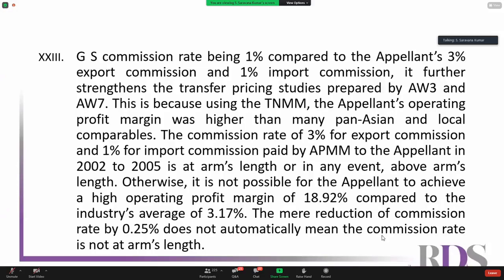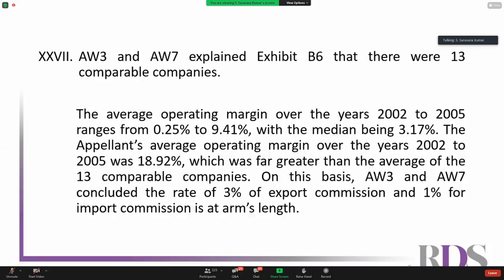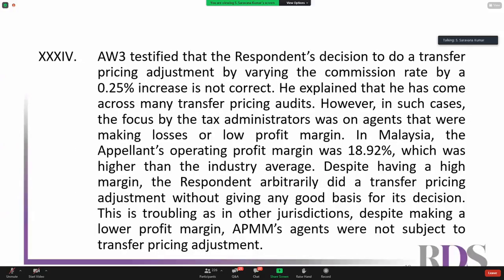So it's very clear how the evidence prepared by the expert witnesses was testified, how they arrived at the comparables, and they spoke about the margin. And I want to show that AW3 and AW7, the two experts, explained why they chose the particular methodology for transfer pricing. They explained to the exhibit, which was a report, what they have done. Again, AW3 explained and concluded. You must see that AW3 testified the IRB's decision is not correct.